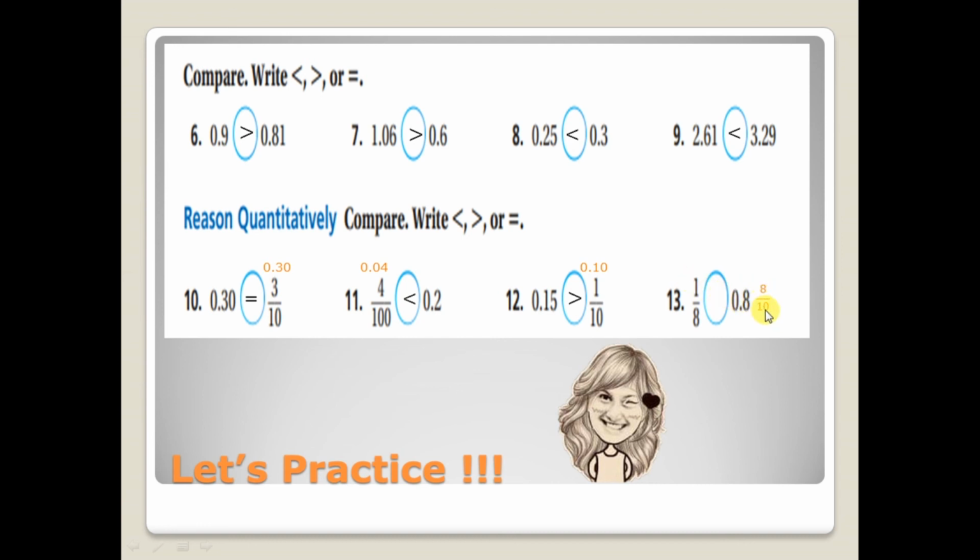Let's cross. 10 multiplied by 1, it will be 10. And 8 multiplied by 8, it will be 64. So 10 here and 64 here. So which one is bigger? 64 or 10? Of course, 64. So in this case, 0.8 is bigger than 1/8 because here it's 64 and here it's 10.